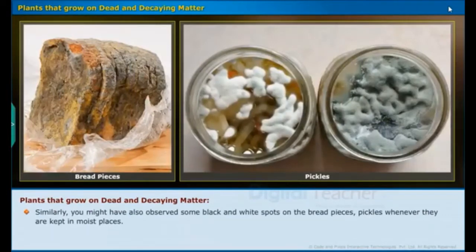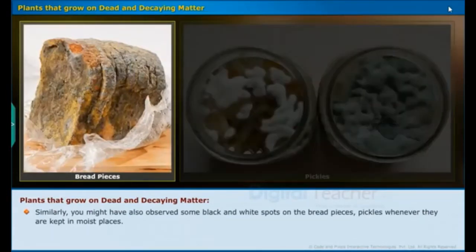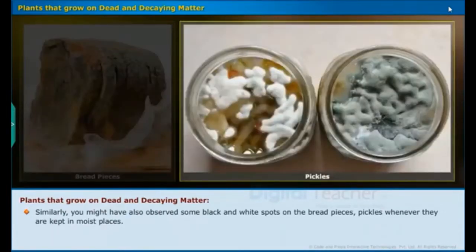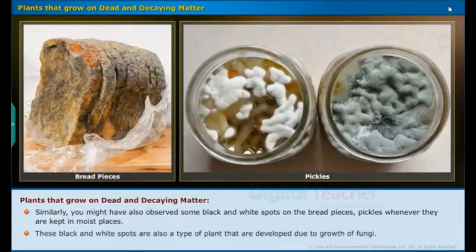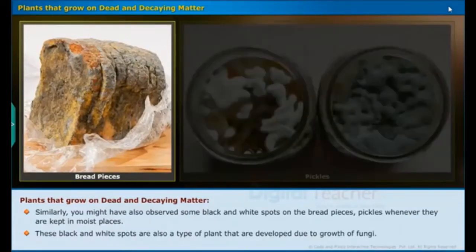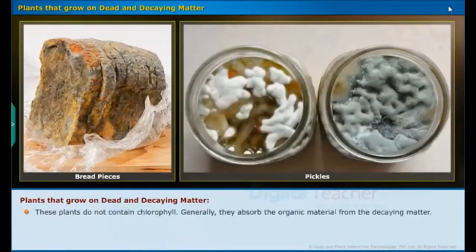Similarly, you might have also observed some black and white spots on bread pieces, pickles, whenever they are kept in moist places. These black and white spots are also a type of plant that are developed due to the growth of fungi. These plants do not contain chlorophyll. Generally, they absorb the organic material from the decaying matter.